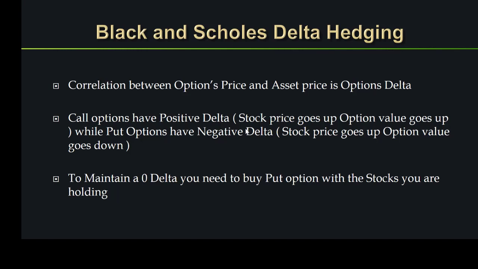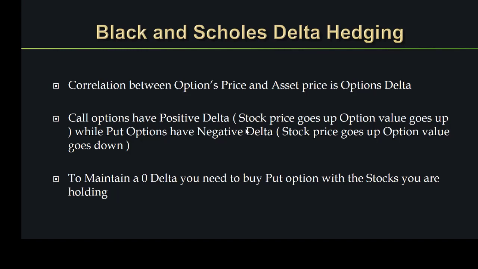However, typically the traders or the merchants used to maintain this delta part, so that they don't have to worry about the loss of value at a later stage. To maintain a delta of 0, now when I say stock price goes up, the option price goes up, so there's a positive correlation, and typically let's just assume that the delta is 1. So if the stock price goes up, the call option price will go up by $1. So it just means that there's a correlation of 1. So delta is nothing but a difference between the price of the option and the stock. To maintain a 0 delta, you need to buy put options with the stocks you are holding, right?